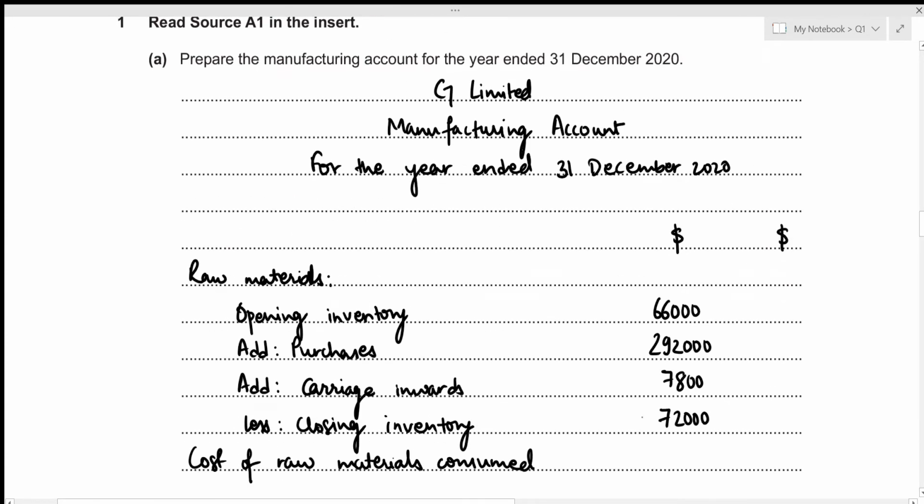And we need to subtract the closing inventory. So I'm just going to put it in a bracket to indicate that. Now we can figure out the total cost of raw materials consumed by adding these four amounts. So that's going to be 66,000 plus 292,000 plus 7,800 minus 72,000, which results in 293,800.